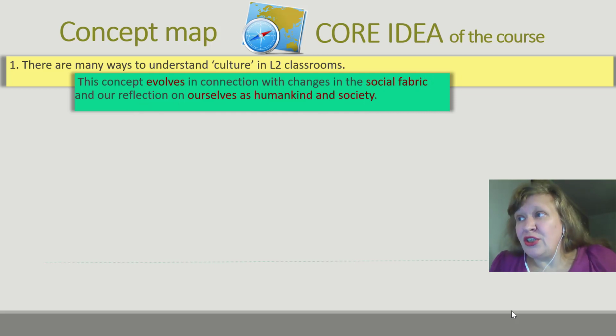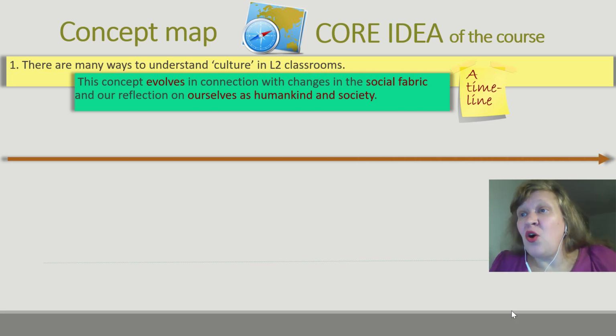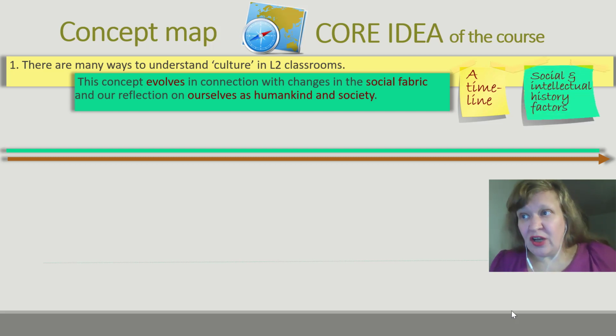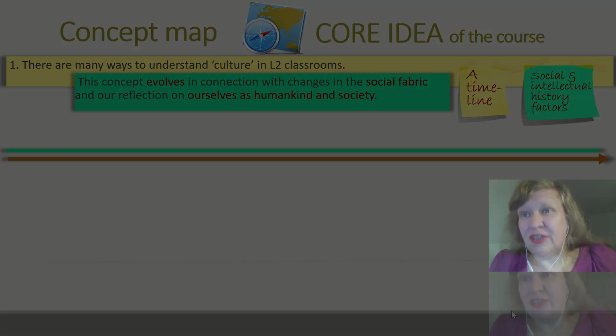The concept of culture evolves in connection with changes in the social fabric and our reflection on ourselves as humankind and society. That suggests that for the concept map of the course, we should adopt a timeline-based model. And while speaking about the evolution of the concept of culture, we should consider social factors and factors of intellectual history that influenced this evolution.